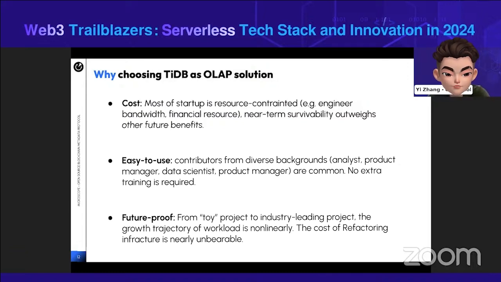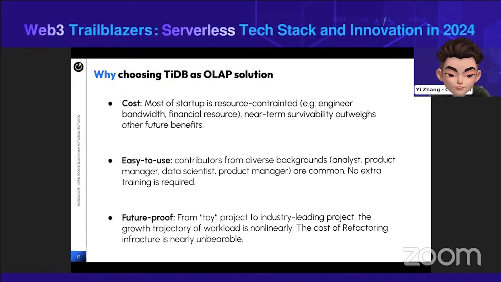Particularly in winter. And ease of use is quite important, because our contributors have very diversified backgrounds. Some are analysts, some data managers, some data scientists, some engineers. They have different depths of engineering capabilities, and also different fluency in the SQL language. If we have a good tool which requires zero learning curve, it is a good choice.